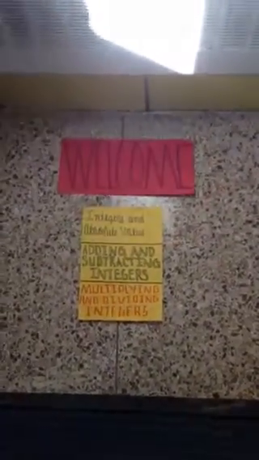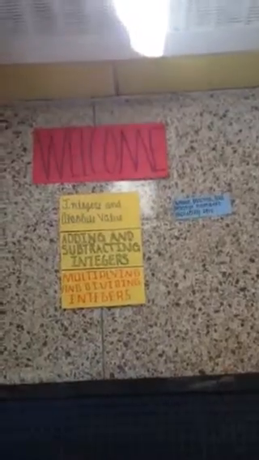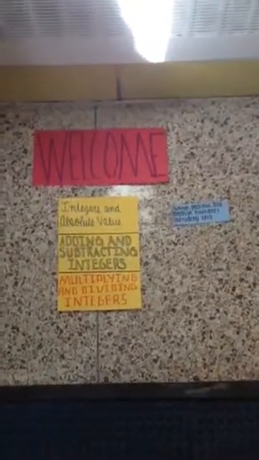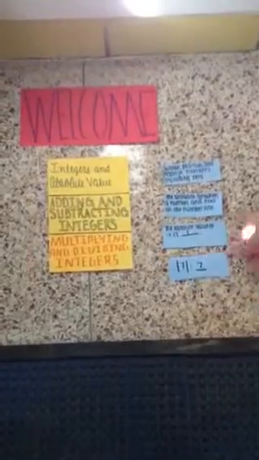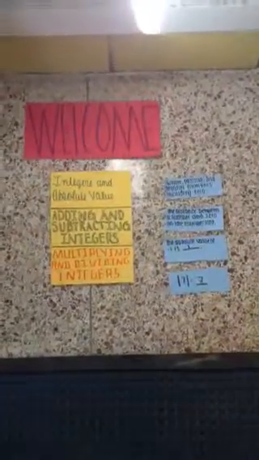Pick a category. Integers and absolute value. First question. What are integers? Integers are whole, positive, and negative numbers, including 0. Correct. What is absolute value? Absolute value is the distance between a number and 0 on the number line. It is always positive. When you're asked to find absolute value, it will be surrounded by 2 vertical lines.